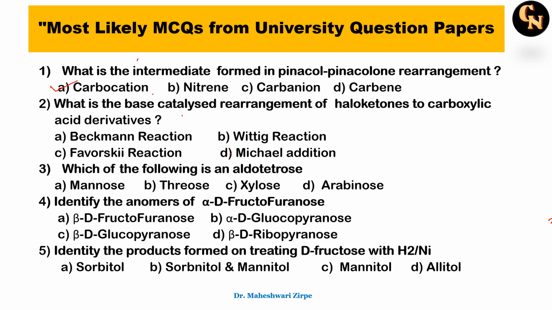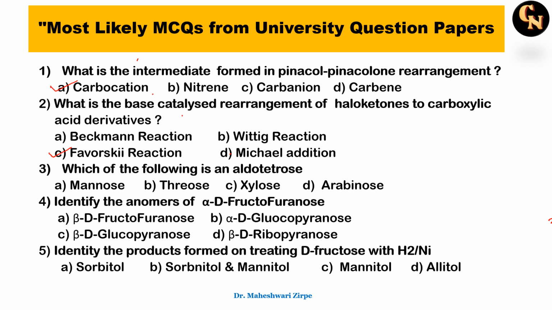The next is, what is the base catalyzed rearrangement of haloketones to carboxylic acid derivatives? So basically, whenever there is a haloketone and rearrangement to a carboxylic acid derivative, it is the Favorskii reaction.